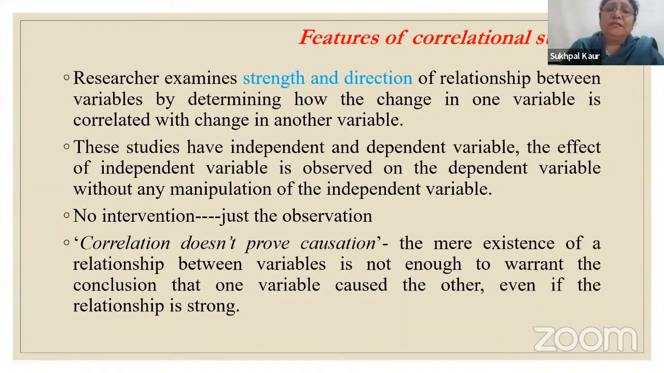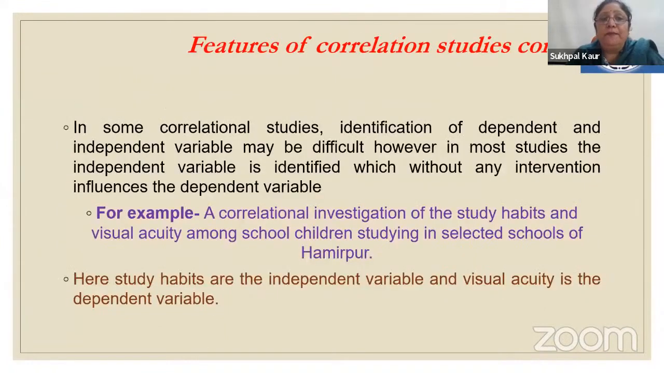And correlation also doesn't prove causation here, because the mere existence of a relationship between the variables is in fact not enough to warrant the conclusion that one variable caused the other, even if the relationship is strong, because there could be a number of other extraneous variables which can be affecting the dependent variable. So we have to control, or we have to identify those variables in order to conclude that this particular thing is affecting the dependent variable.